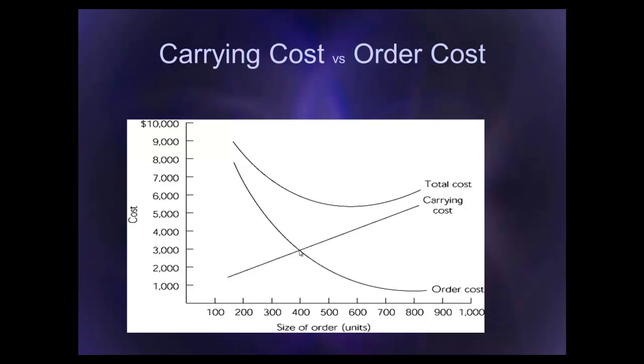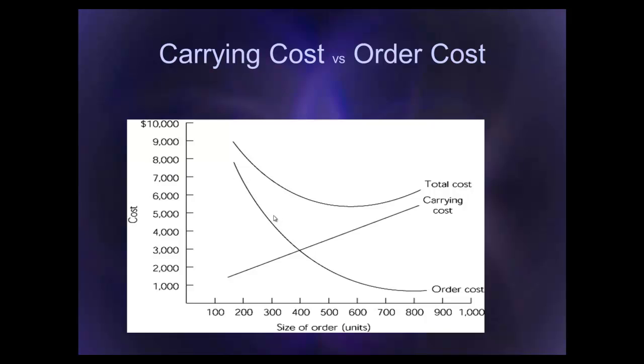So if we look at the carrying cost curve, there is a positive relationship between cost and size of the order. The more I order, the more it's going to cost me to store those goods, because we've got more goods to order. Order cost, on the other hand, is an inverse relationship, where the less I order, 200 units, the more it's going to cost me.